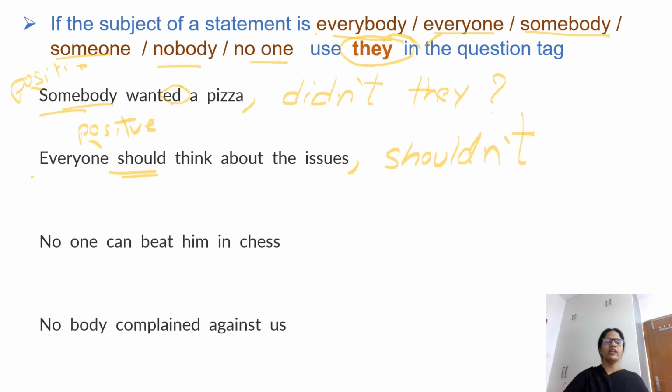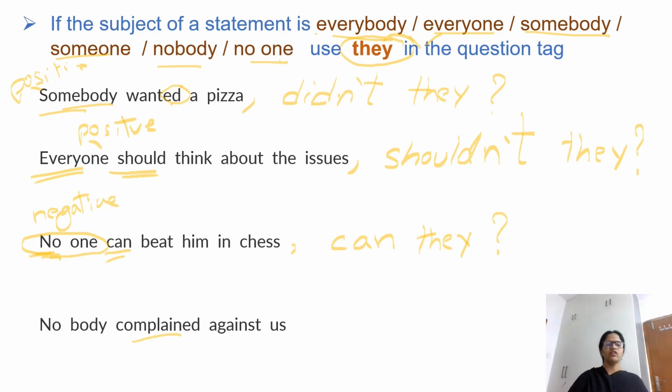And everyone is the subject. If the subject is everyone, we need "they" as a pronoun. Shouldn't they? No one can beat him in chess. The helping verb is can. The statement is negative, so we need a positive tag, can. If the subject is no one, we should use "they" as a pronoun. Can they?